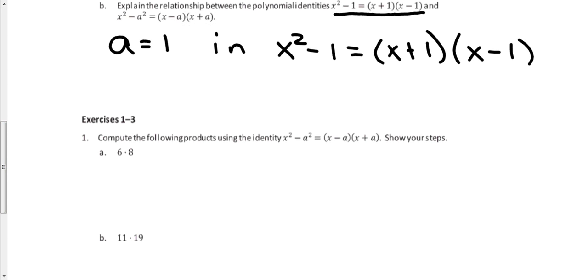So, for letter A, it says, compute the following products using the difference of squares identity. Okay? So, it says 6 times 8. And we all know in our heads what 6 times 8 is, right? Not top of your head? 48, right? 48. Use the calculator if we don't know, right?